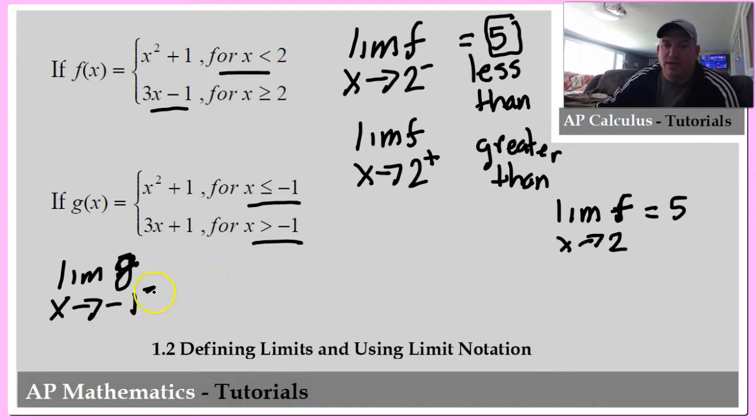So again, remember, left-hand side means less than, so we're looking at the top portion of our piecewise function, and -1 squared is 1, and 1 plus 1 is 2.